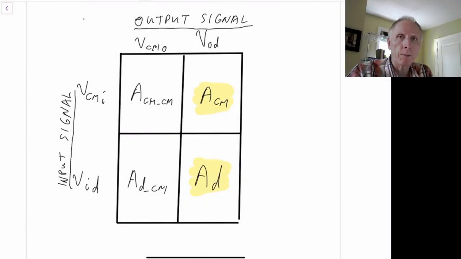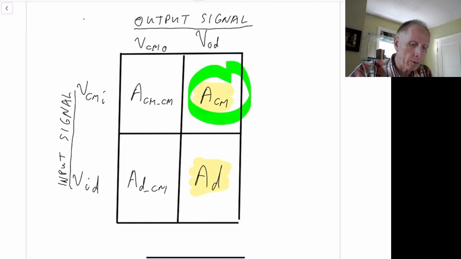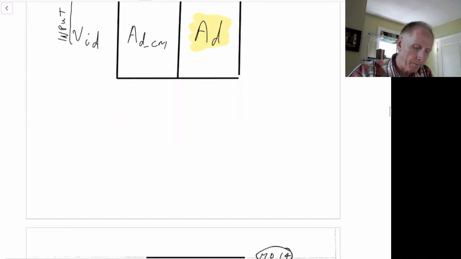Hi. In the previous video, we looked at the common mode to differential gain. So we'll look at how to calculate that in the next part of this video.